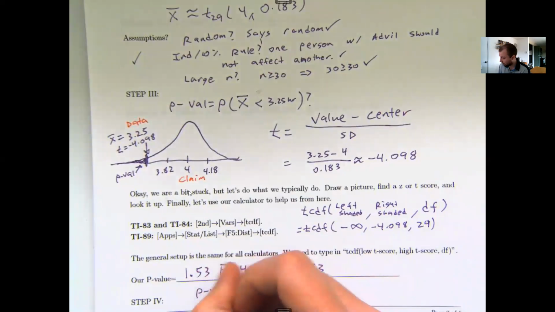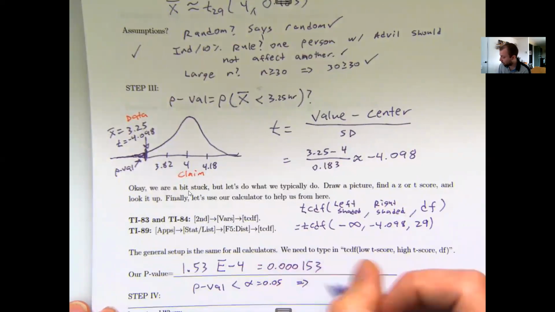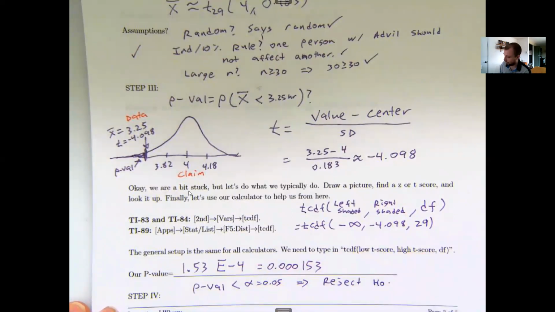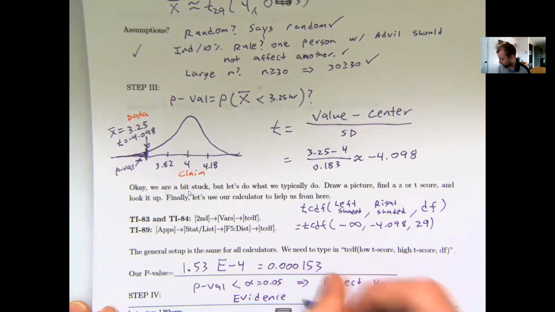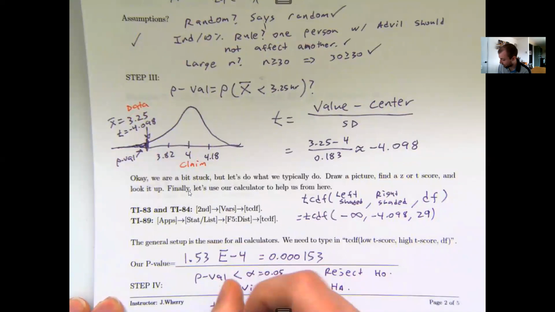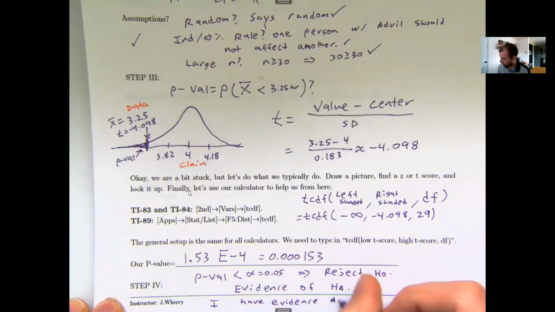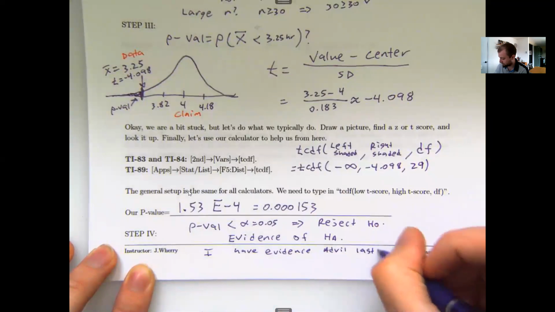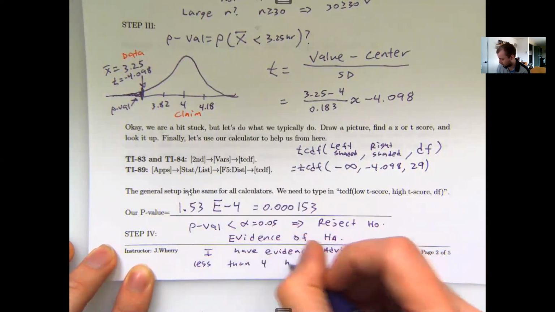If your p-value is low, conclusion time, then your null must go. Reject the null hypothesis. If you're rejecting the null hypothesis, this means you have evidence of the alternative. In this case, I have evidence Advil lasts less than 4 hours on average.